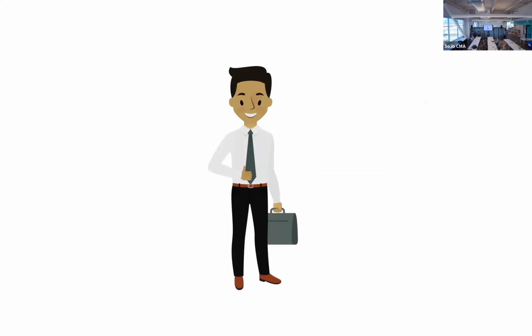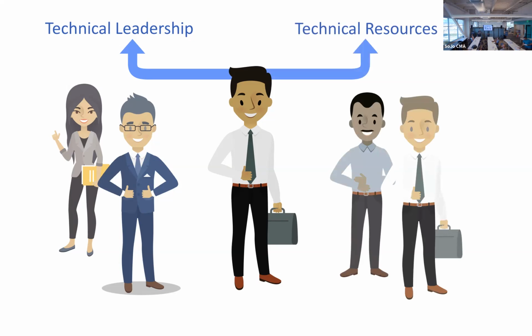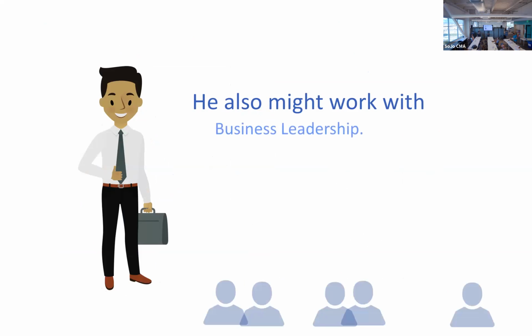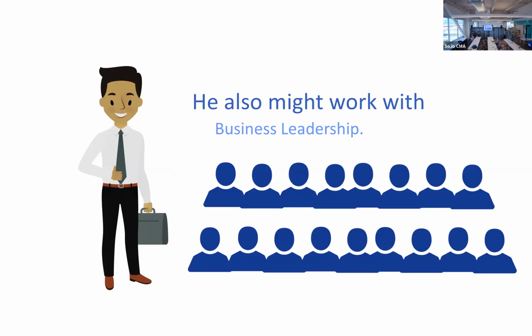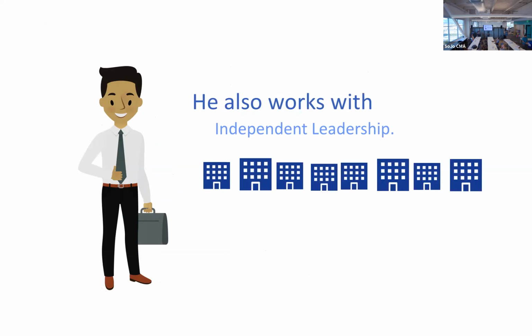So what does Jim have to do? A typical Jim's day consists of working with technical leadership to understand their expectations and spend money there. He has to deploy technical resources to solve it. But as a CIO, he also works with business leadership. These guys have agendas, business problems, a lot of people. He also works with independent leadership, meaning people from other companies and other organizations. These organizations could be vendors, OEMs, value-added resellers, the whole spectrum. The CIO is a public face of the company and has to deal with all this.